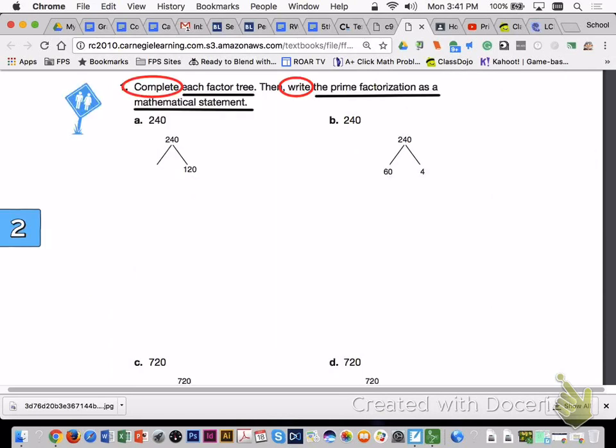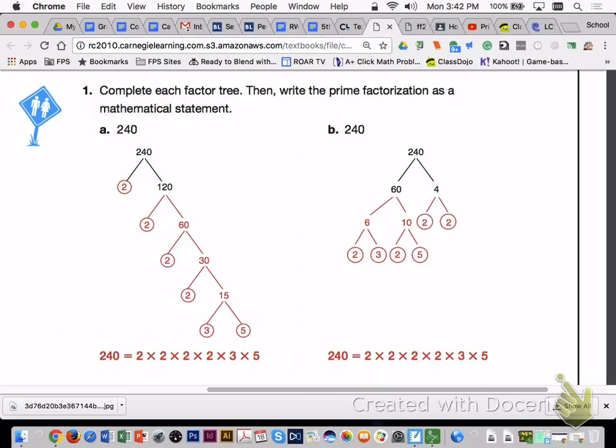Please turn to page 56 and answer number 1, letters A, C, and E with your group. For letter A, here is the prime factorization for 240. 2 times 2 times 2 times 2 times 3 times 5.